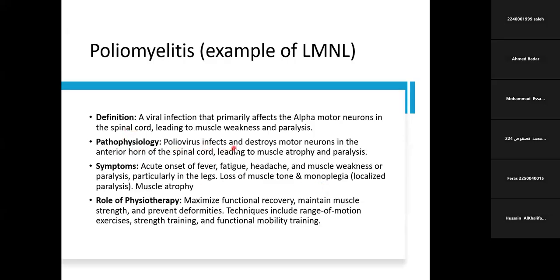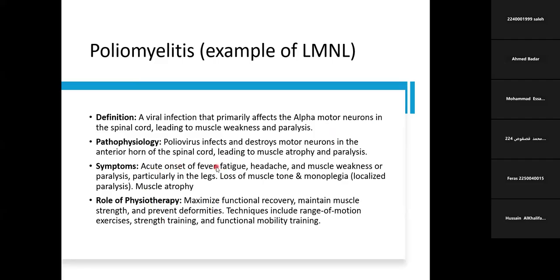Pathophysiology: poliovirus infects and destroys motor neurons in the anterior horn of the spinal cord, leading to muscle atrophy and paralysis. It is a viral infection that primarily affects the alpha motor neurons. Put a mark over here. This is simplest of the MCQs. What is the name of the disease that affects the alpha motor neurons in the spinal cord, leading to weakness and paralysis? So this viral disease is poliomyelitis.